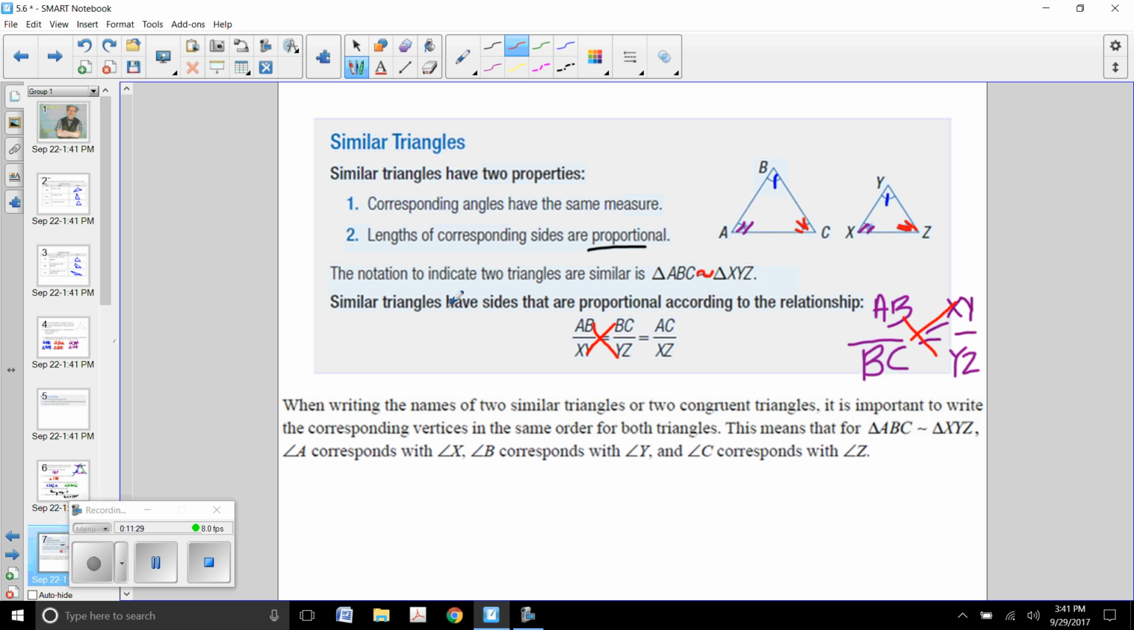When writing the names of two similar triangles or two congruent triangles, it is important to write the corresponding vertices, remember that's just the corners, in the same order for both triangles. That means that for triangle ABC is similar to triangle XYZ, A corresponds with X, B corresponds with Y, and C corresponds with Z. So they're in the same spot in the triangles.